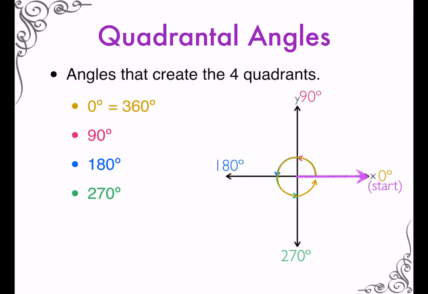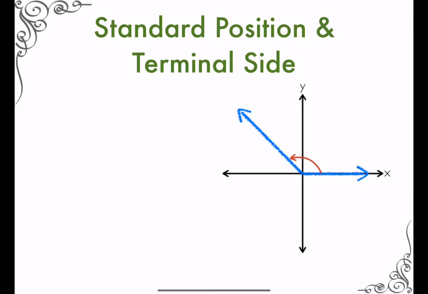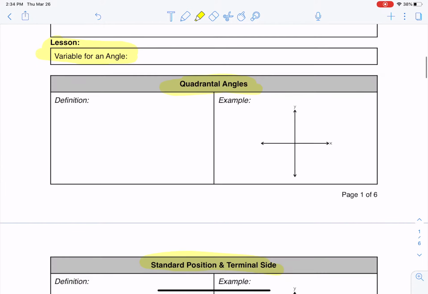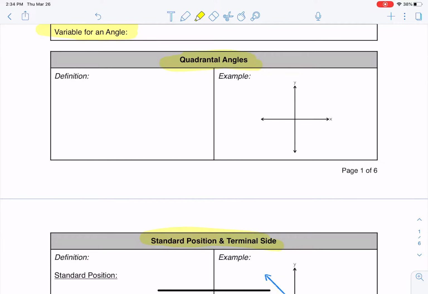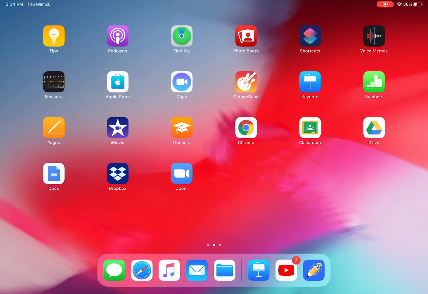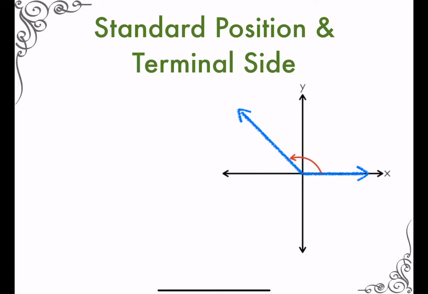So you should take note that when we're talking about angles in the coordinate plane, where 0 degrees happens is the same place that 360 degrees happens. And again, this is as we move from quadrant 1 all the way to quadrant 4. Just so you know, that corresponds in your notes with the section called quadrantal angles. You might need to rewind the video just a little bit to take notes on that section.